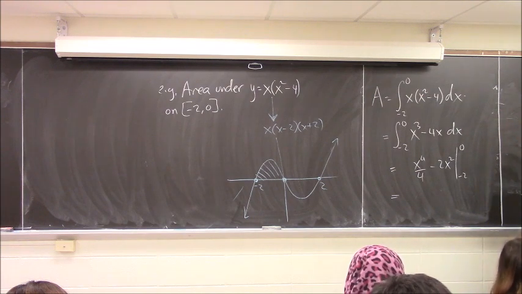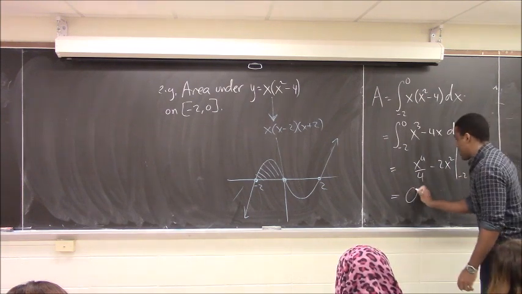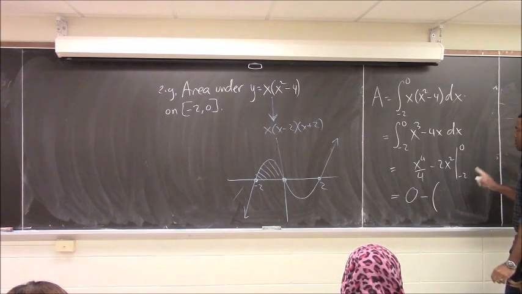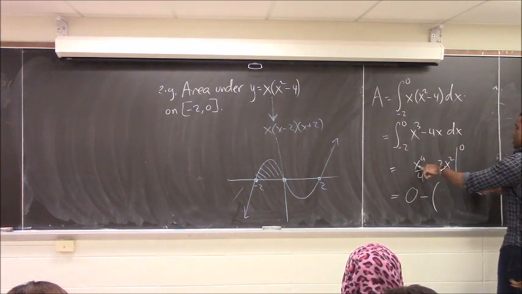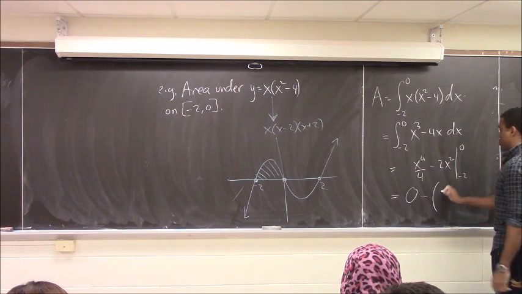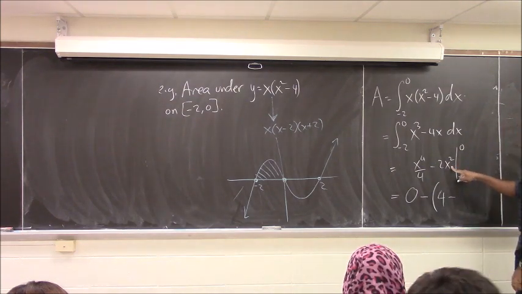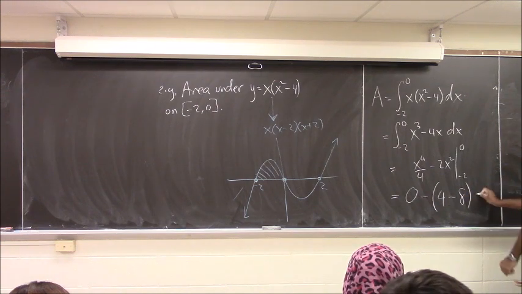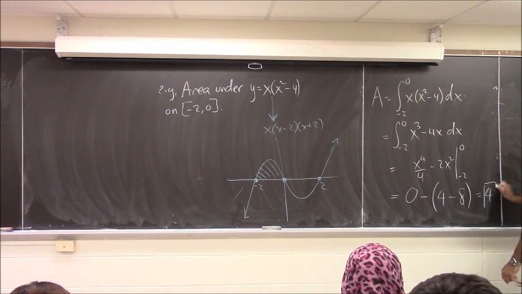That being said, now I can plug in zeros everywhere. I get 0 minus plugging in a -2. 2 to the 4th, 16 over 4, minus, this will be 2 cubed, which is 8. 4 minus 8 is minus 4, times minus, that is positive. So that's it.